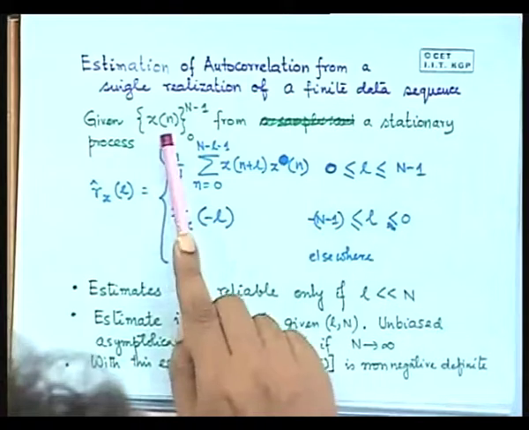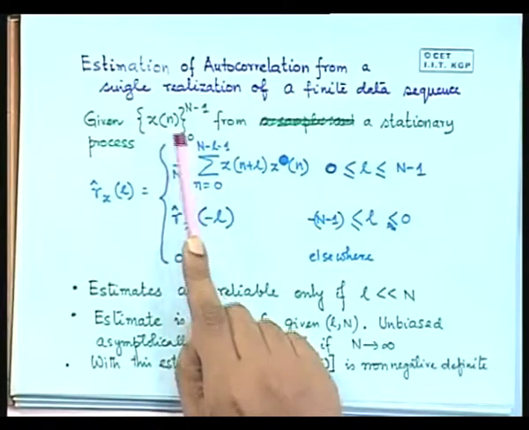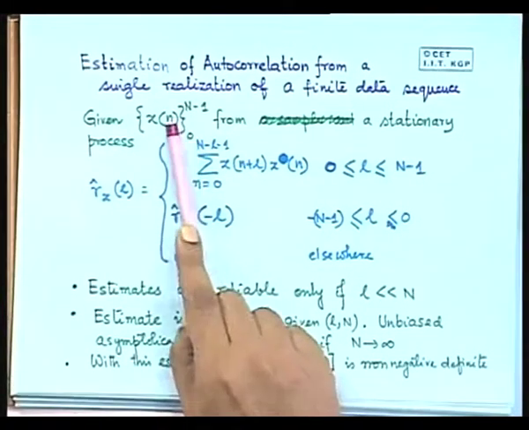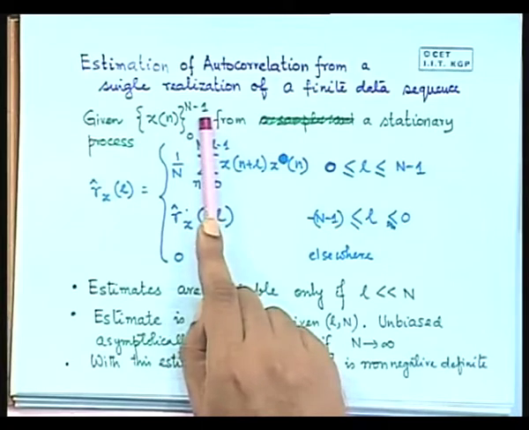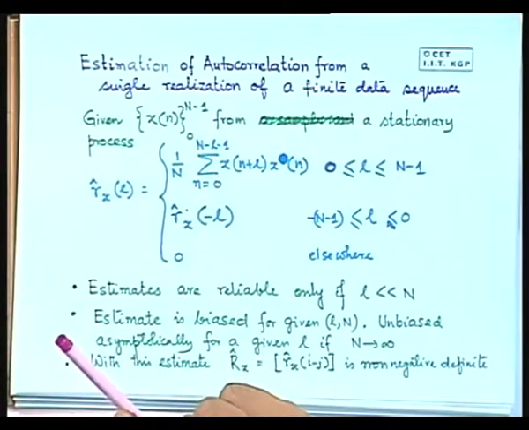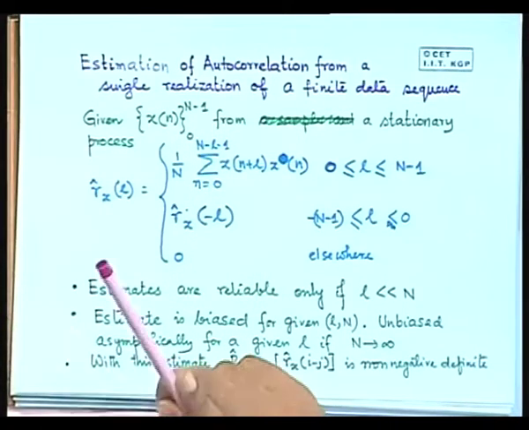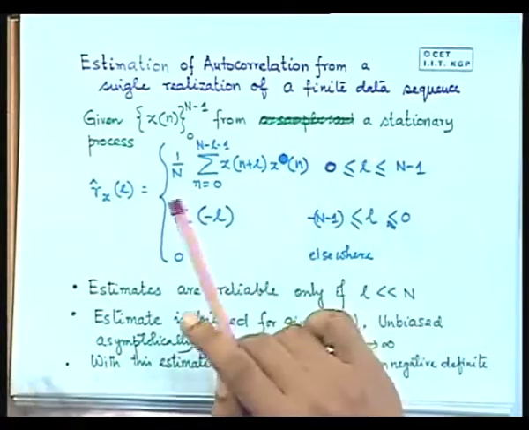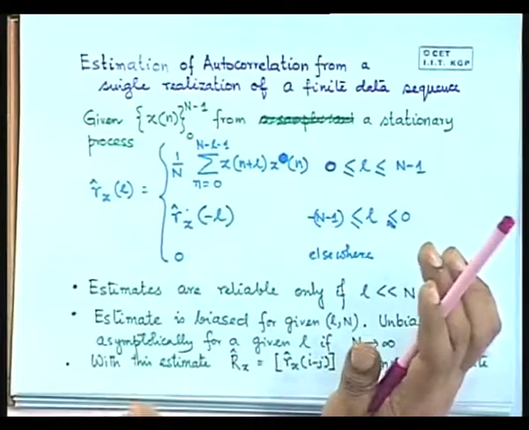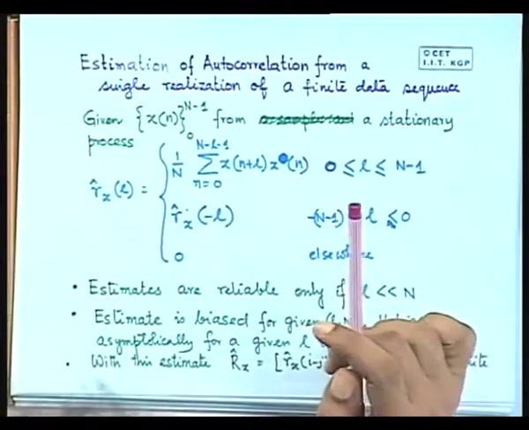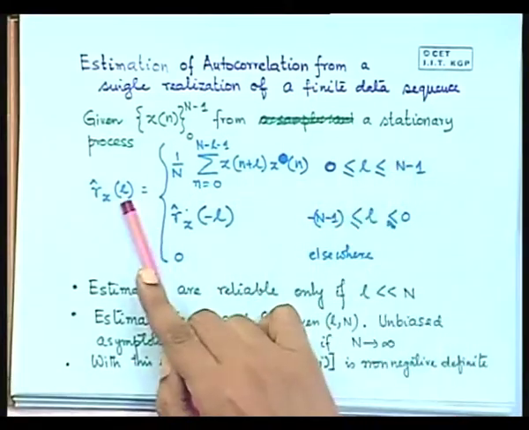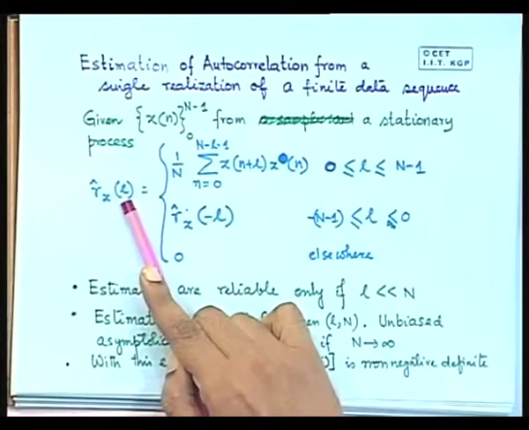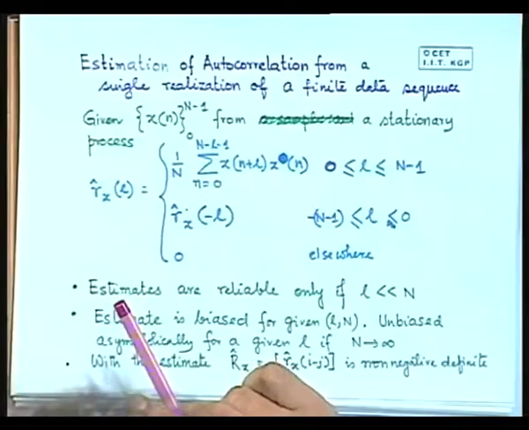So we have a data sequence x[n], for n equal to 0 to capital N minus 1. So we have capital N number of points and only one sequence. Obviously we assume a stationary process, because unless you assume a stationary process, you cannot write it as Rx[l], right.